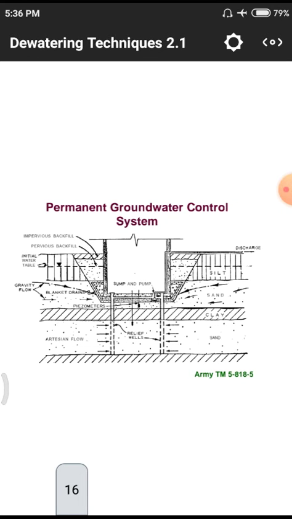First of all, in the previous class we discussed the permanent ground control system. In this system we use a technique normally prescribed by the American army. That means in the American countries or foreign countries, they have a huge number of natural calamities. These natural calamities occur frequently in foreign countries.